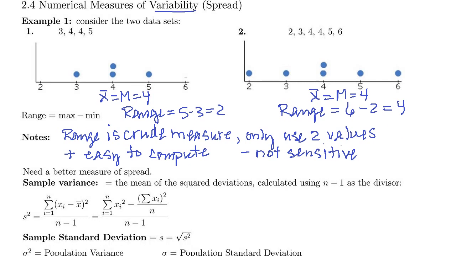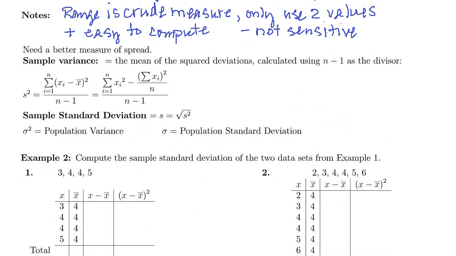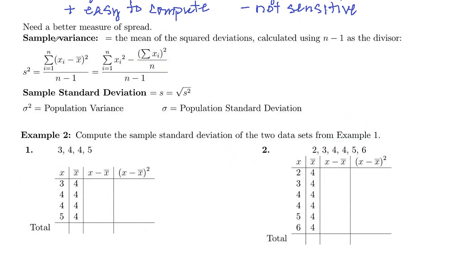So we would like a better measure of variation, and that measure is what we call standard deviation. So first of all, we're going to define sample variance. Sample variance is the mean of the squared deviations using n-1 as the divisor. Here's a deviation: it's the individual data value minus the mean, and then you square it. That's a squared deviation. This sigma means sum, so that is summing up the squared deviations. And then you divide by how many numbers you have minus 1. That's logically equivalent to this formula, which is called a shortcut formula.